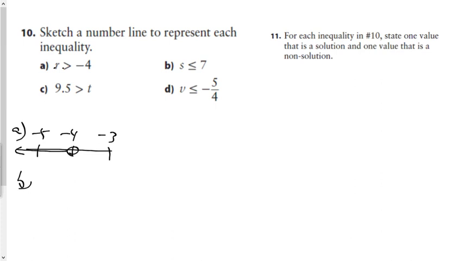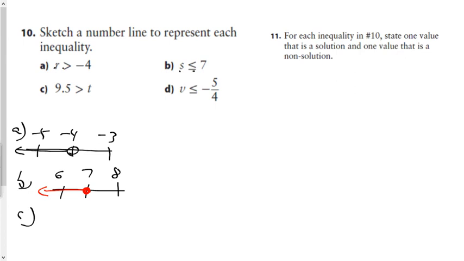With B, all values less than or equal to 7. 7 goes here, 6 goes there, 8 goes there. I'll use a different color. All values less than or equal to 7 means my arrow goes that way.